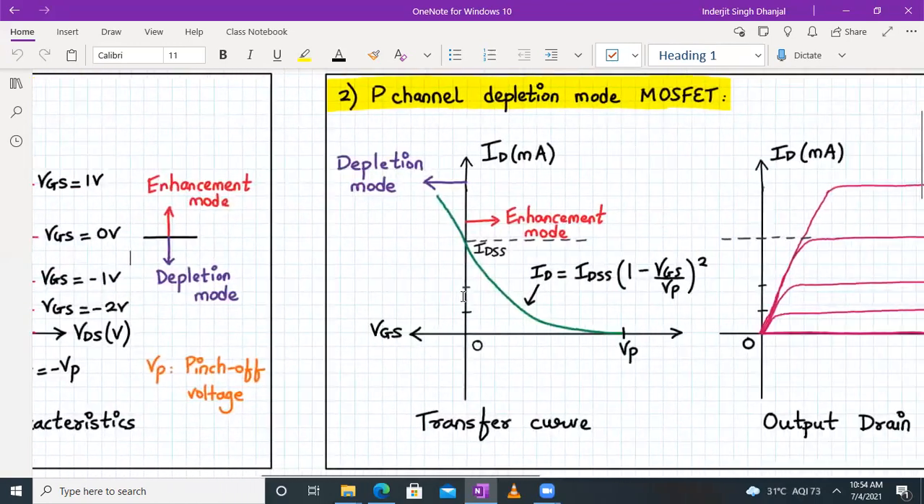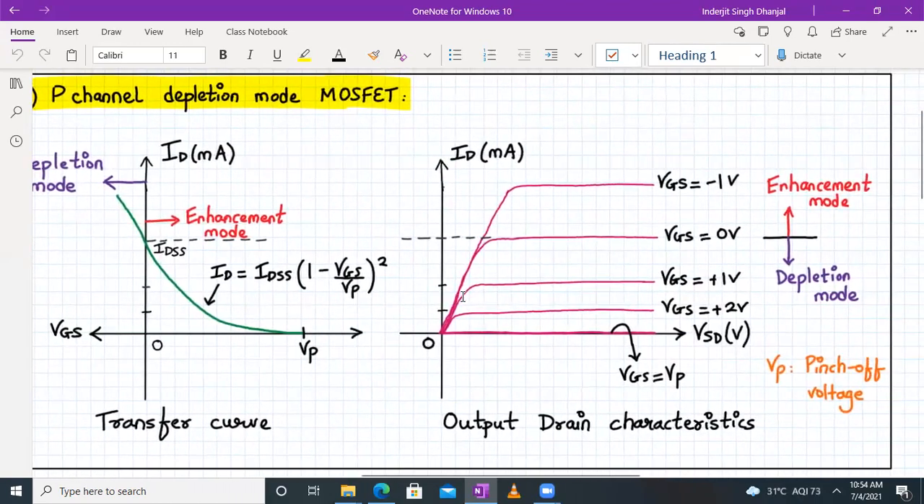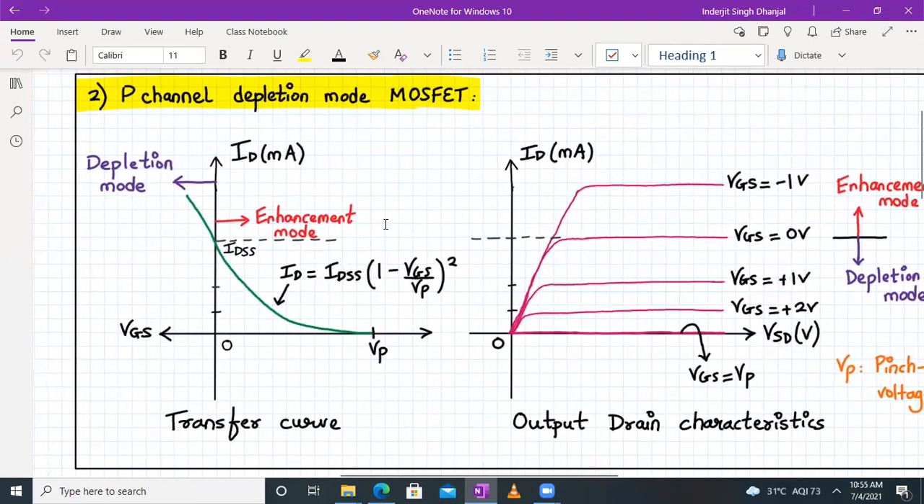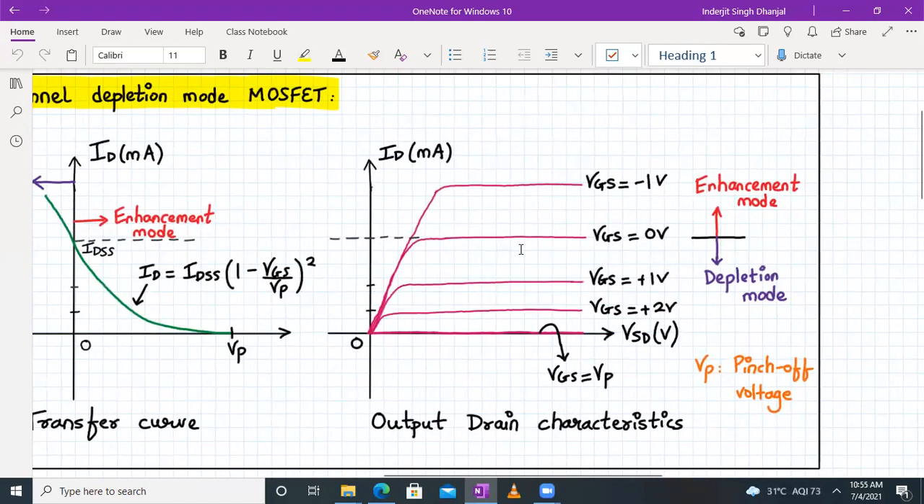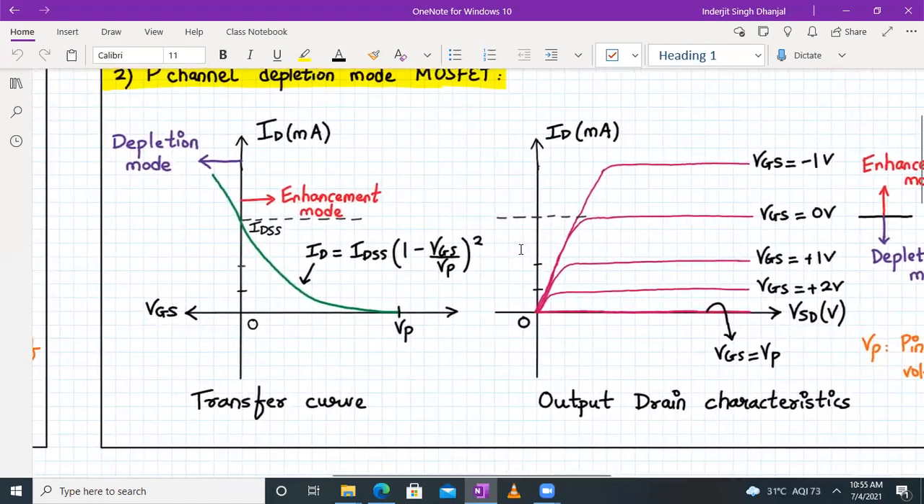Now let us look into the P-channel depletion mode MOSFET, exactly reverse. As you can see here, the x-axis is VSD, and for VGS equal to 0 and for positive values, we are in the depletion mode. For any value of VGS less than 0, we are in the enhancement mode in the output characteristics. And when VGS is equal to the pinch off voltage, the current will be equal to 0. Now, similarly, the derived transfer curve from the output characteristics is shown over here.